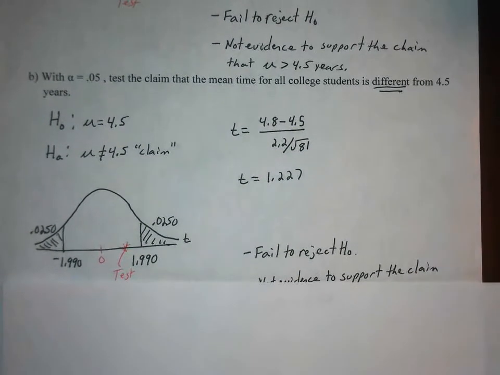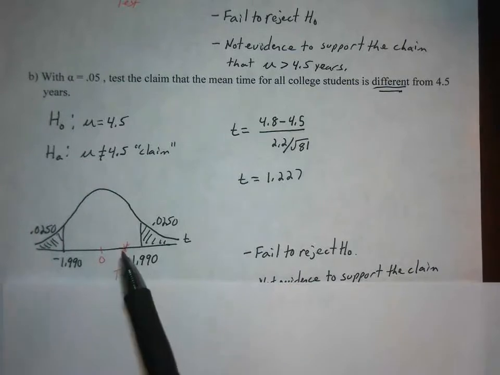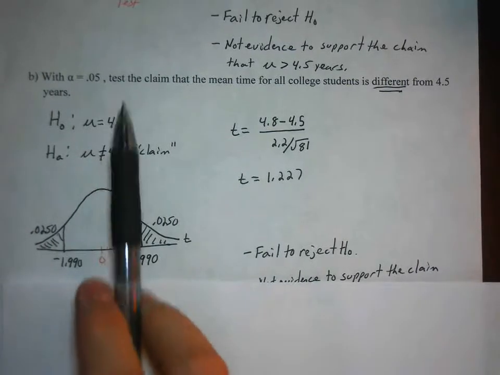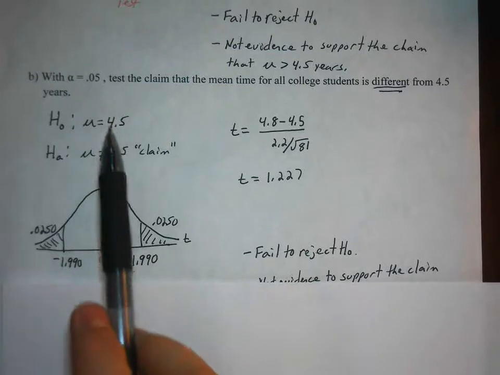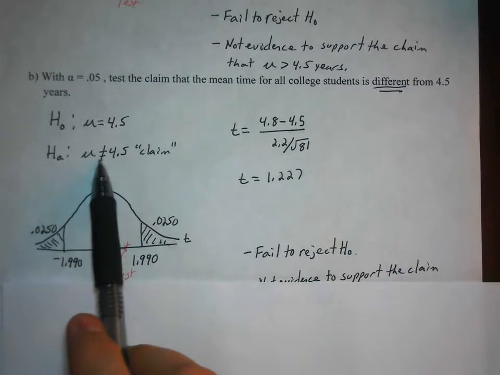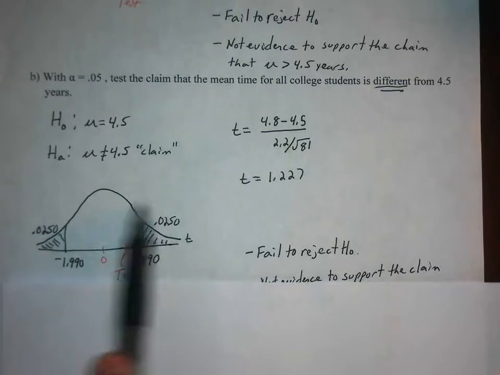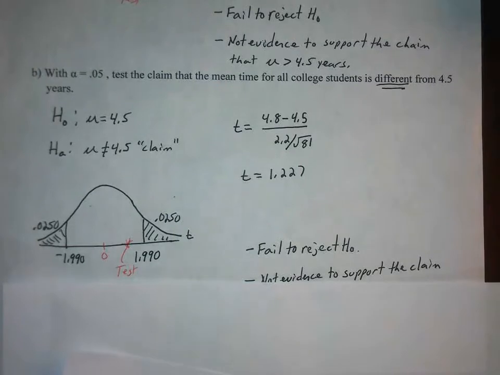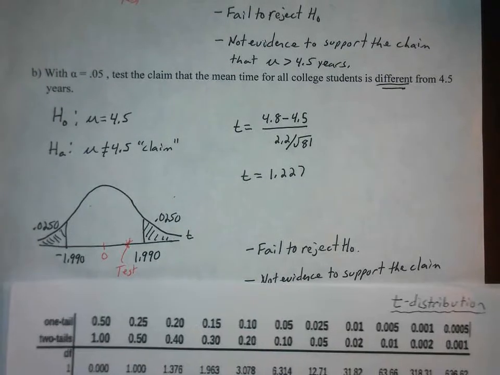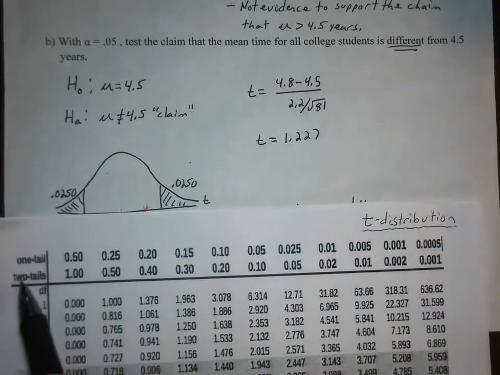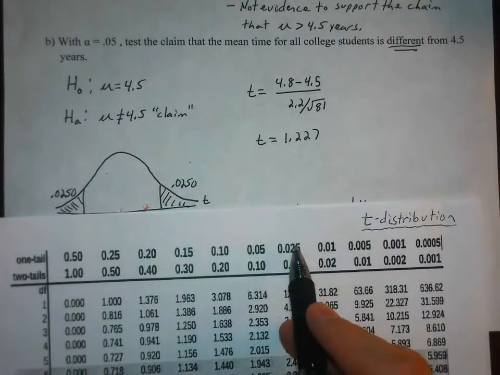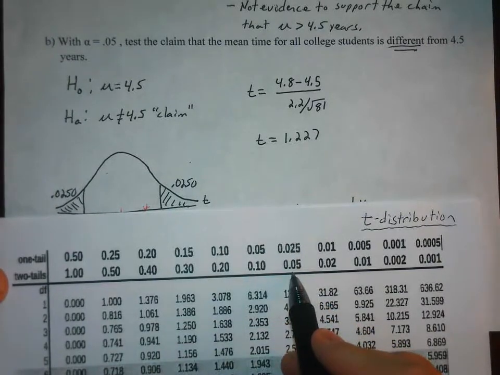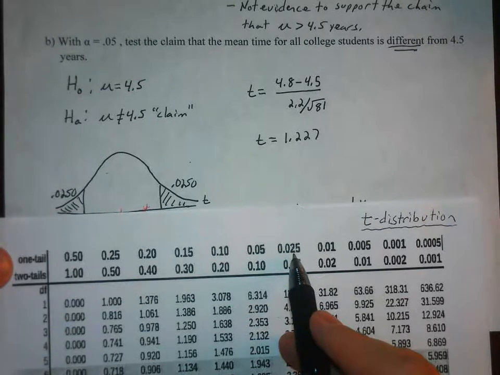Okay, so here's the answer. We have our hypotheses set up. We have the rejection regions. Here, alpha was 0.05. Because it's a two-tailed test, because different from means not equal to for the alternative, you have to split it to the two tails. So take that 0.05, divide it by 2, you get 0.025. So what you're going to be using here is the column that has in one tail, 0.025, and in two tails, 0.05. Okay, so there's a total of 0.05 and 0.025 in one tail.